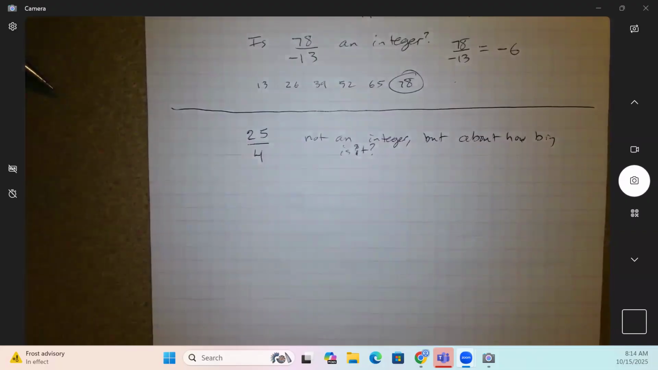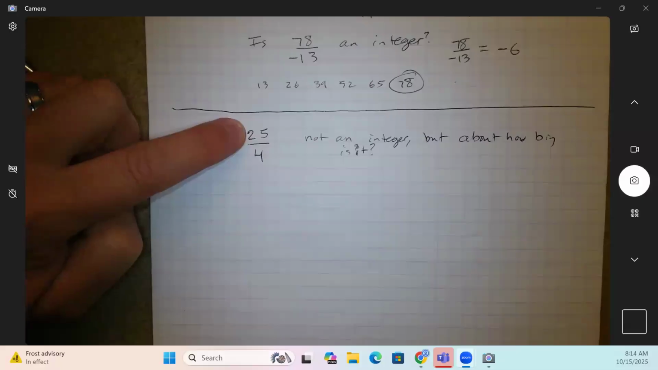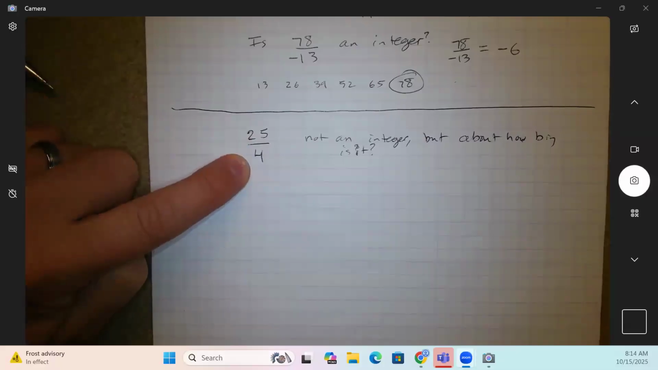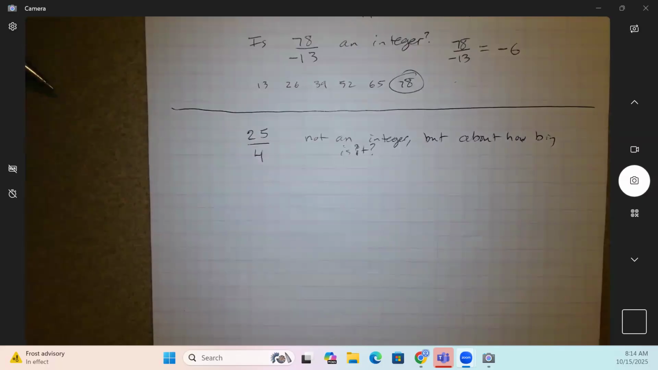It's like, well, if I'm splitting 25 cookies across 4 people, about how many cookies does each person get? And you say they each get 25/4, and I'm like, well, that's not helpful. Right? Like, I don't want to do it that way. Tell me about how many whole cookies they have, and then maybe a little bit extra.